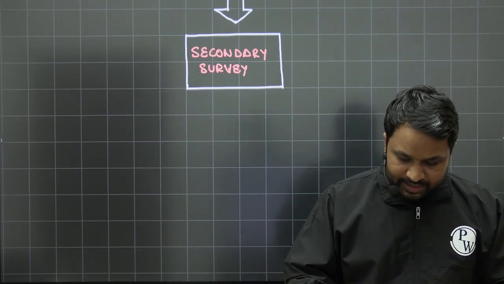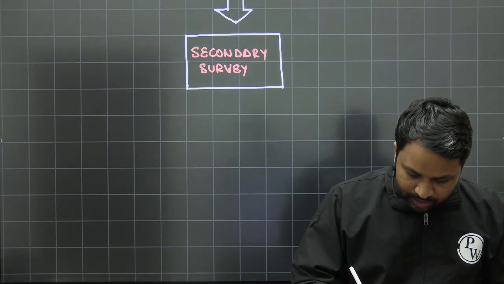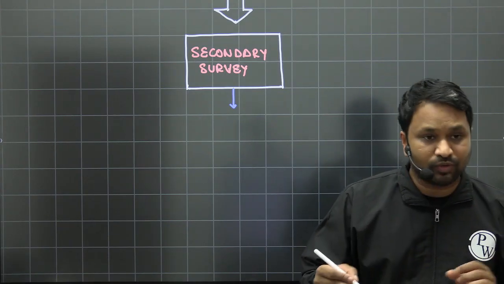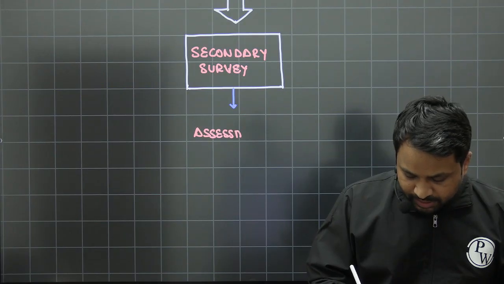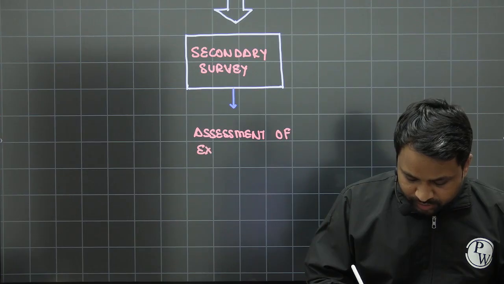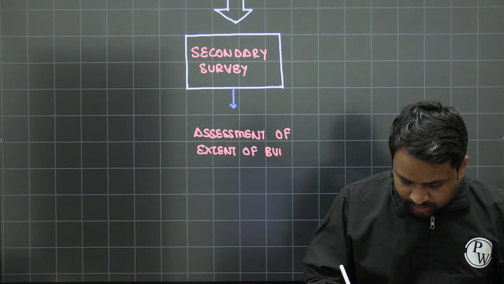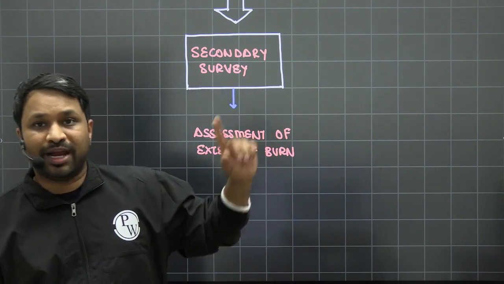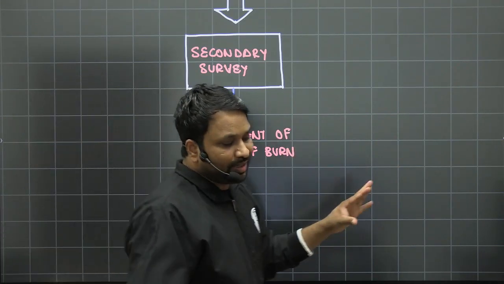Now, in the secondary survey, our primary goal is going to be the assessment of the extent of the burn. This is where you will also decide whether you're going to admit the patient or not, and whether you're going to transfer them to a burn unit or not. All that will be taken care of in this assessment.